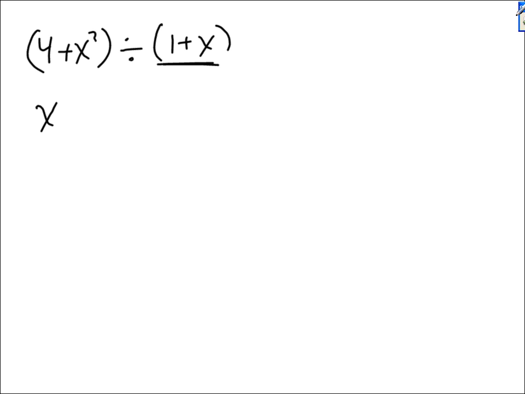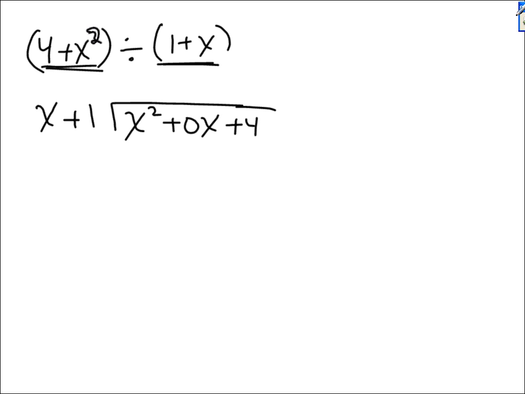Okay, let's try one more. Suppose you have 4 plus x squared, and you would love to divide that whole thing by 1 plus x. So this goes first, but we put it in descending order. X plus 1, the bar. This goes next in descending order, and we fill in the missing terms. We have x squared plus no x's plus the number 4.